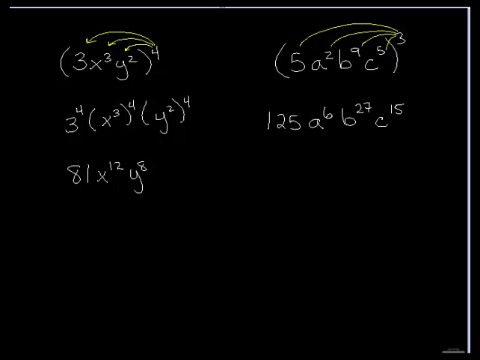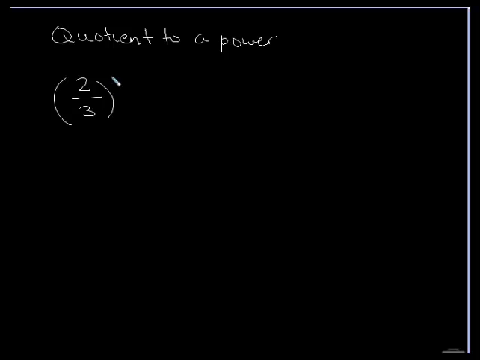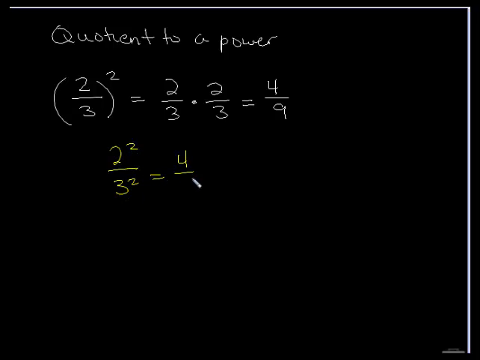Sometimes we have to raise a fractional term to a power. And when that happens, we're going to have a rule called quotient to a power. And it's very similar to raising a product to a power, which is what we just did. If I have some fraction 2/3 and I square it, that's 2/3 times 2/3, which gives me 4/9. That's the same thing as 2 squared over 3 squared, 4/9. So what we're going to do is distribute into the quotient to the numerator and the denominator.